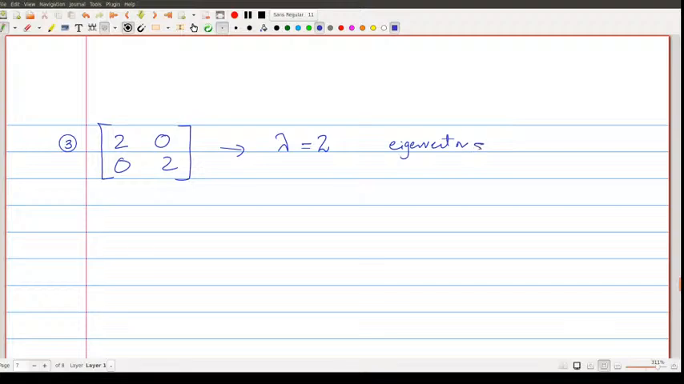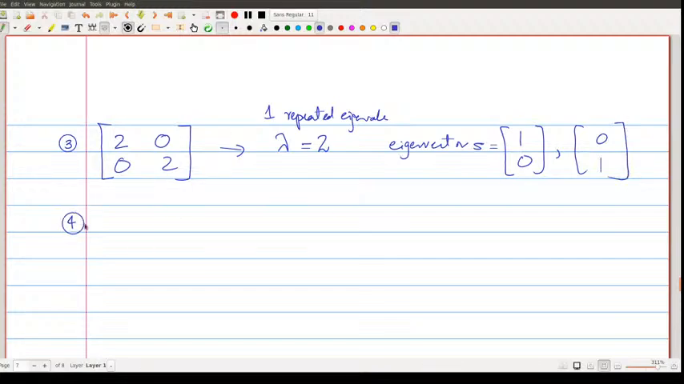are going to be, so you'll get one repeated eigenvalue, and the eigenvectors are going to be the same as what we got in the identity case, which were (1, 0) and (0, 1). You can try this out on your own.